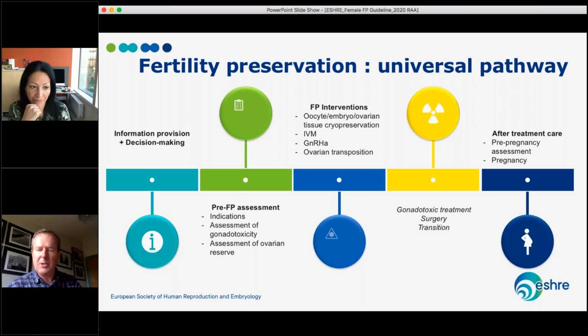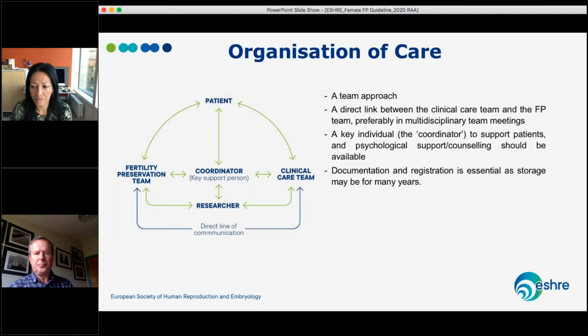And then, very importantly, we include a substantial section on after treatment care, because of course the whole idea of this whole process is to ensure a healthy, successful pregnancy and live birth at the end of it, rather than just the cryopreservation aspects of things. So we wanted to include the whole patient journey from referral right through to potentially having a live, successful pregnancy at the end. So one aspect of this is the need to consider the organisation of the care.